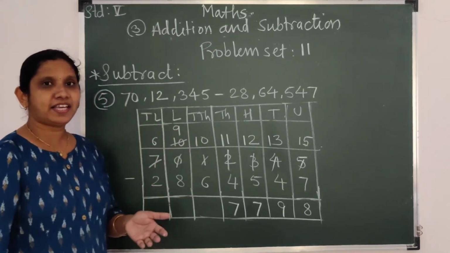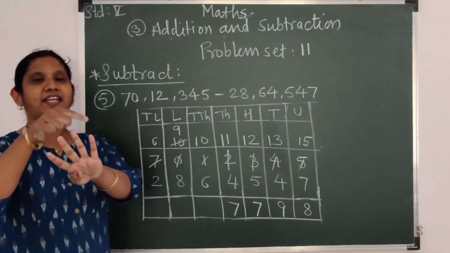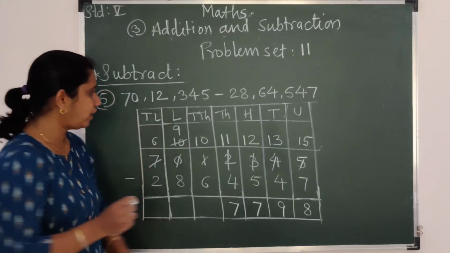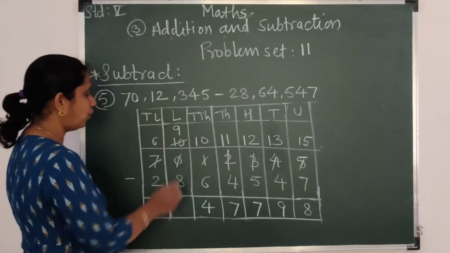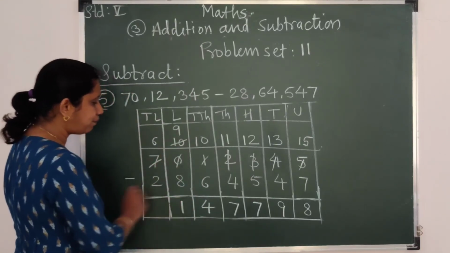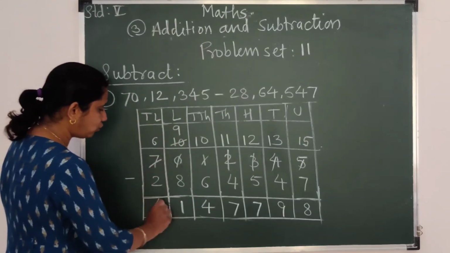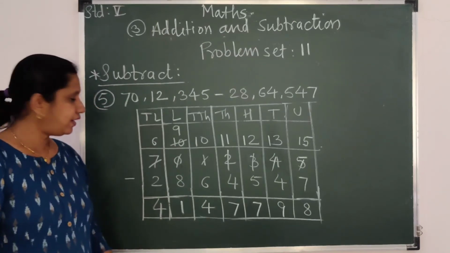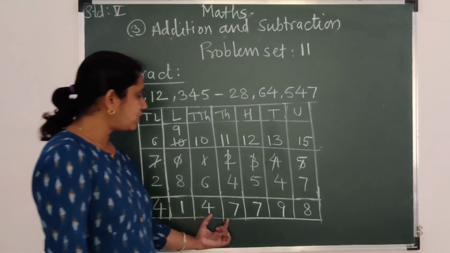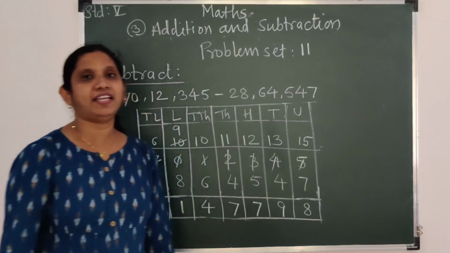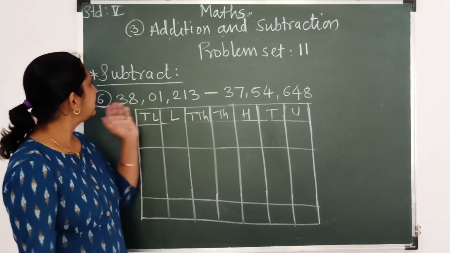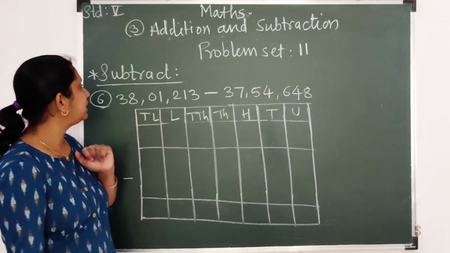Now 10 minus 6, 7, 8, 9, 10. How many fingers? 4. So our answer is also here 4. Now 9 minus 8, very simple. Remains 1. 6 minus 2, 4. So what is our final answer? 41 lakh 47,798. Students, let us start solving example number 6.